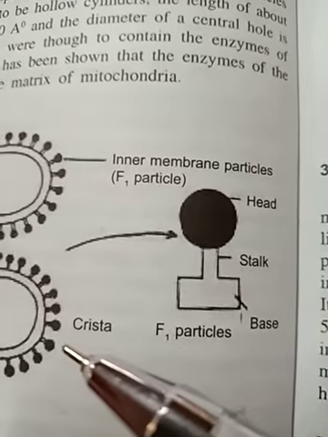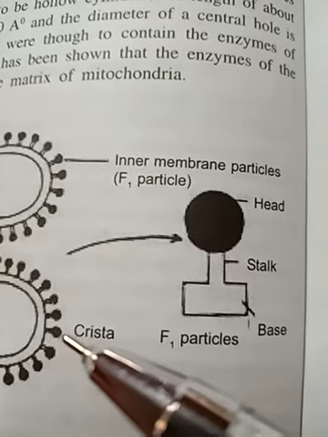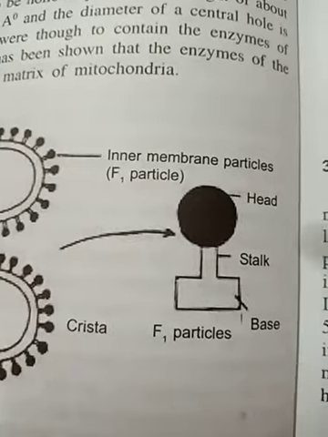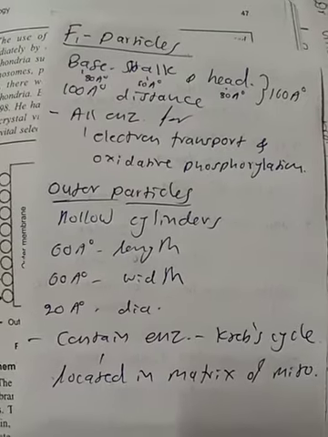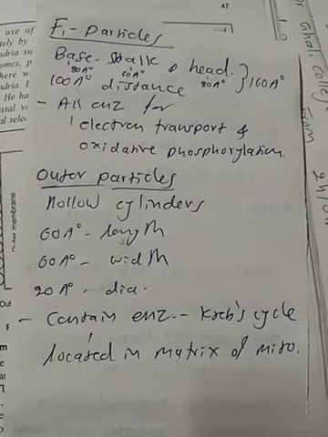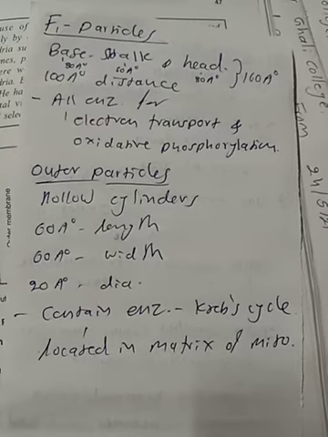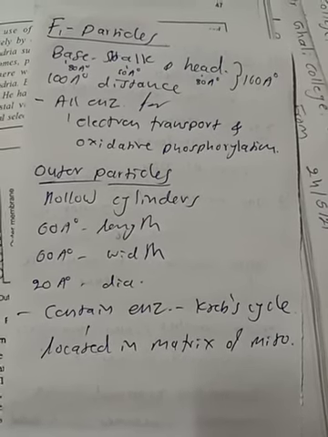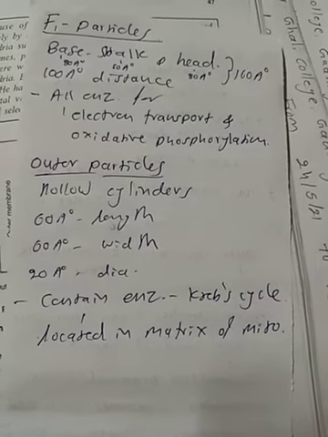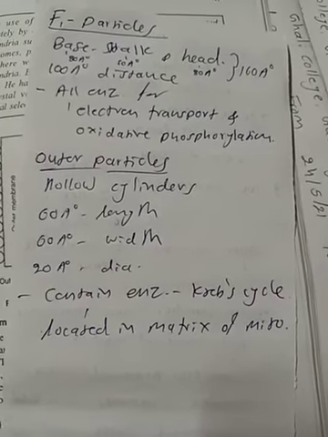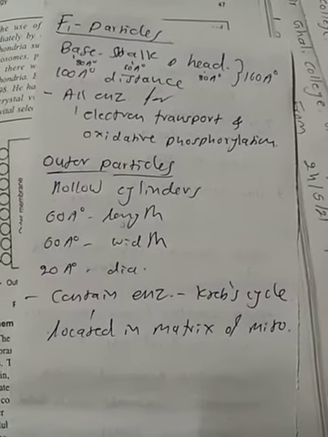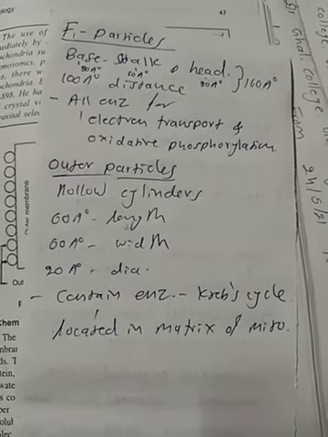And the distance between these two F1 particles is about 100 angstrom units. Each stalked particle or elementary particle contains all the enzymes for electron transport and oxidative phosphorylation. The outer membrane particles were previously studied to be hollow particles or cylinders, with a length of about 60 angstrom units.